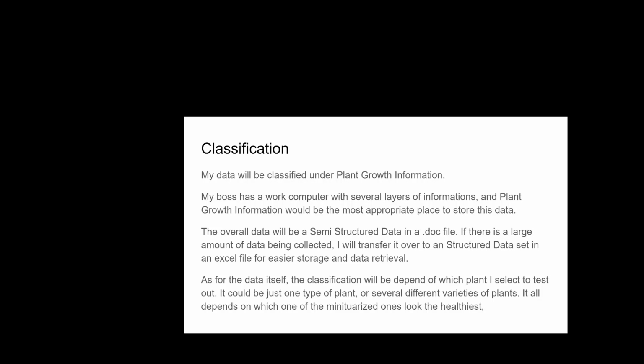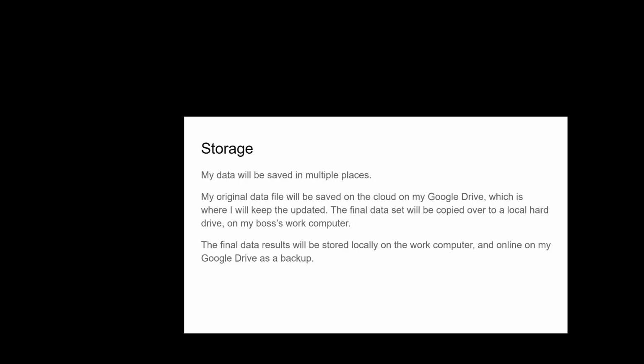For my data classifications, my data is going to be in a semi-structured data file, more specifically just a Word document in Google Drive, where I'm just going to list all the measurements. But if the measurements become a little too much and a little unorganized to keep track of in just a Word file, I'm going to move over to a structured data set, in another words, an Excel file, also in Google Drive. This way I can have it saved to the cloud and backed up and it will be available and I don't have to worry about losing it.